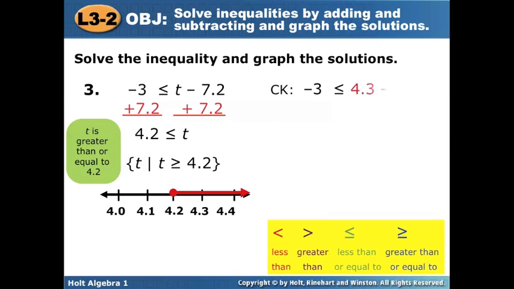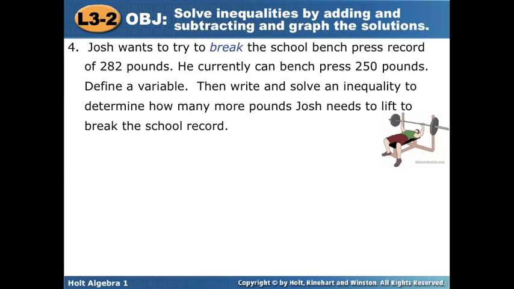Finally, check a solution from the shaded region. So we're going to use 4.3 to check. We see that this does check out. -3 is less than or equal to -2.9. Example number 4. We're going to work this problem together in class.